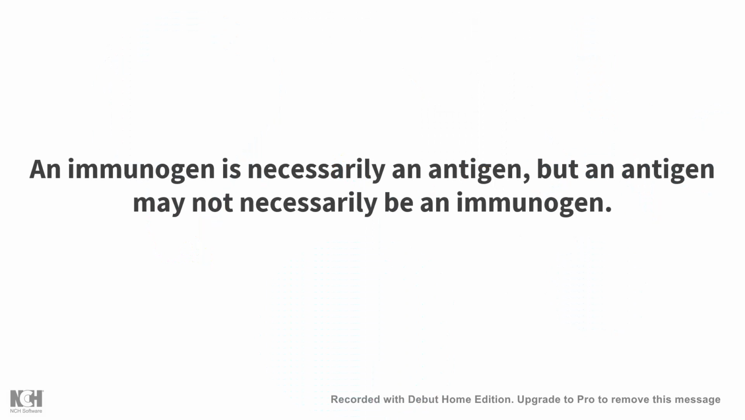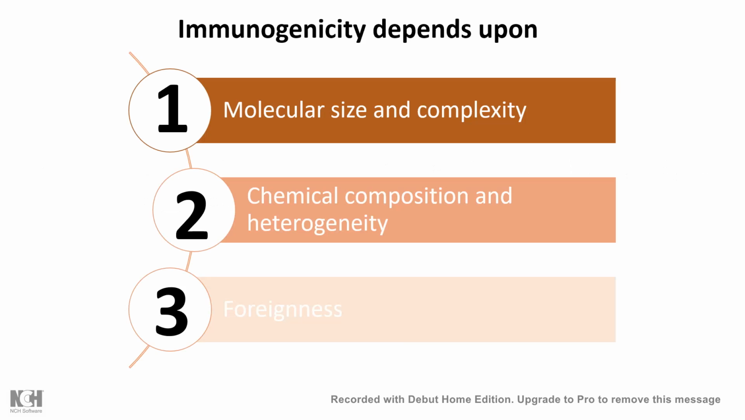So we can say that an immunogen is necessarily an antigen, but not all antigens are immunogens. Many antigens which are of small molecular size, known as haptens, are not able to create an immune response by themselves, and they create an immune response only when they are conjugated with several other carrier molecules. So an immunogen is molecularly more complex than an antigen.